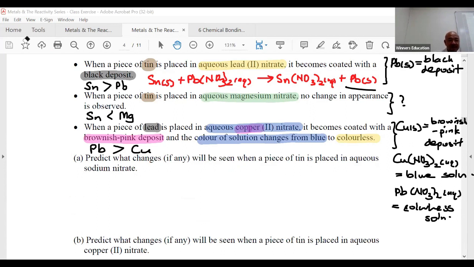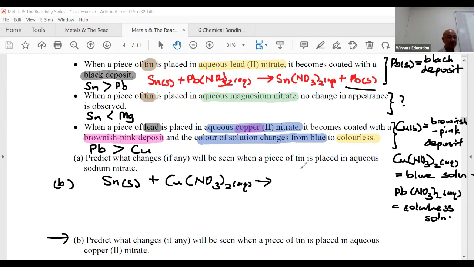Okay, next. Predict what changes, if any, will be seen, part B, if a piece of tin is placed in aqueous copper 2 nitrate. This question, right? So I'll use a space here if you don't mind, part B. You're not sure, I can't think, right? Then just never mind. Just write it out. Ask yourself, write the equation out. Is there anything that will happen over here or scribble somewhere? Correct? Because on top here, we already know their arrangement. Make sense?